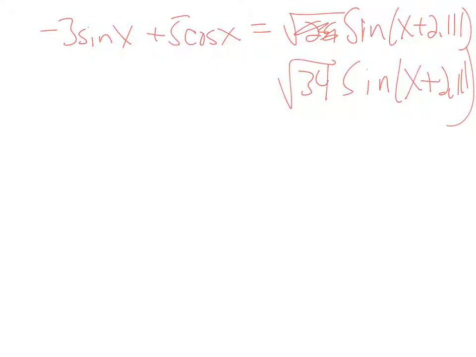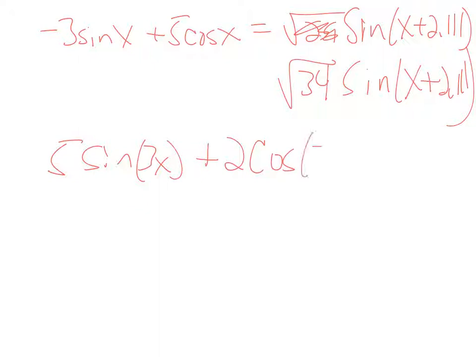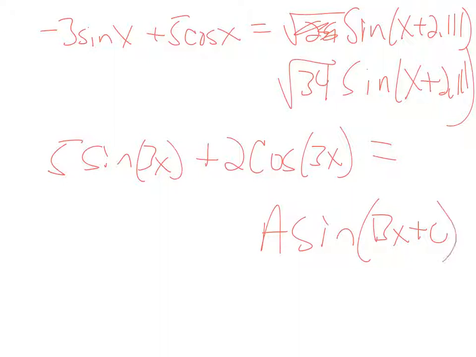I'm actually going to try another number. What was it? It was 37. I'll write out the problem for you. It says we have to rewrite 5 times the sine of 3x plus 2 times the cosine of 3x into a single relationship of a times the sine of bx plus c.